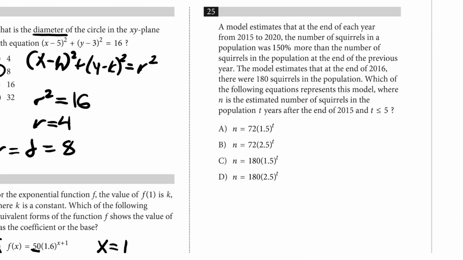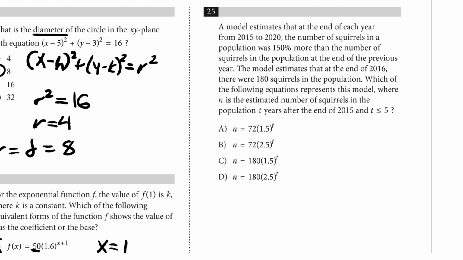A model estimates that at the end of each year from 2015 to 2020, the number of squirrels in a population was 150% more than the number of squirrels in the population at the end of the previous year. The model estimates that at the end of 2016, there were 180 squirrels in the population. Which of the following equations represents this model, where n is the estimated number of squirrels in the population t years after the end of 2015, and t is less than or equal to 5?